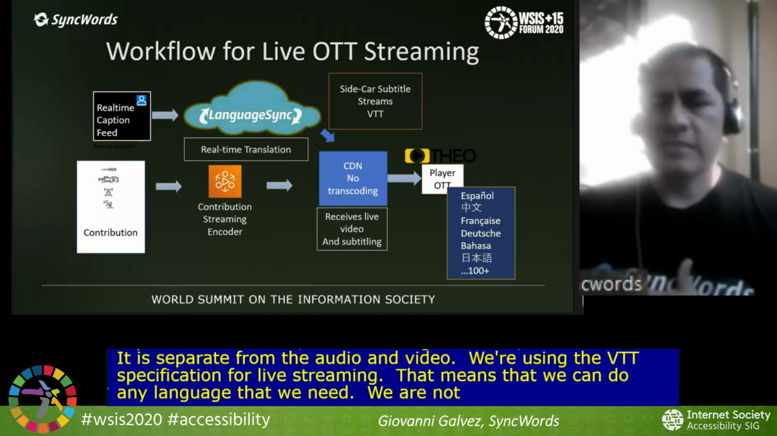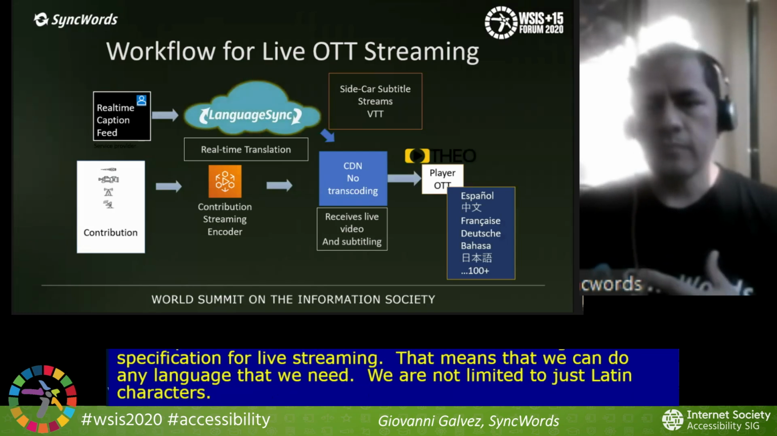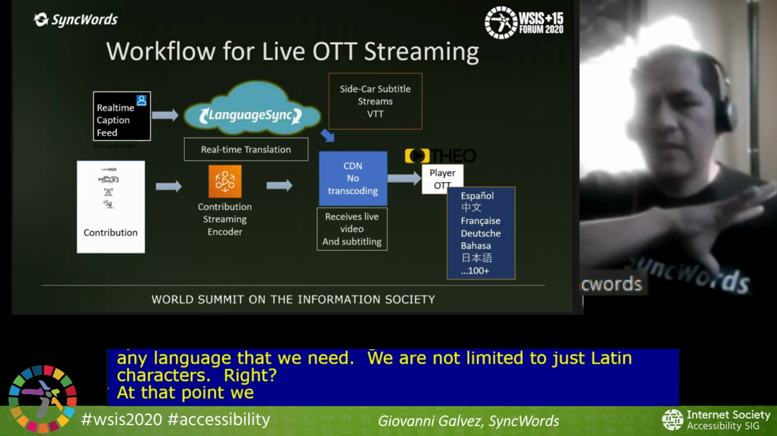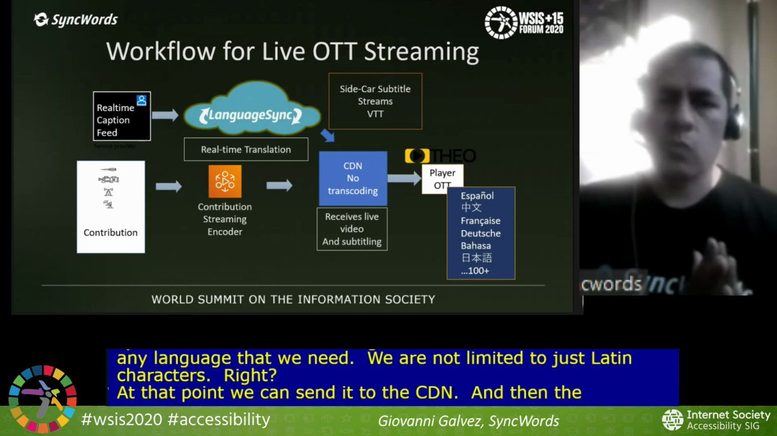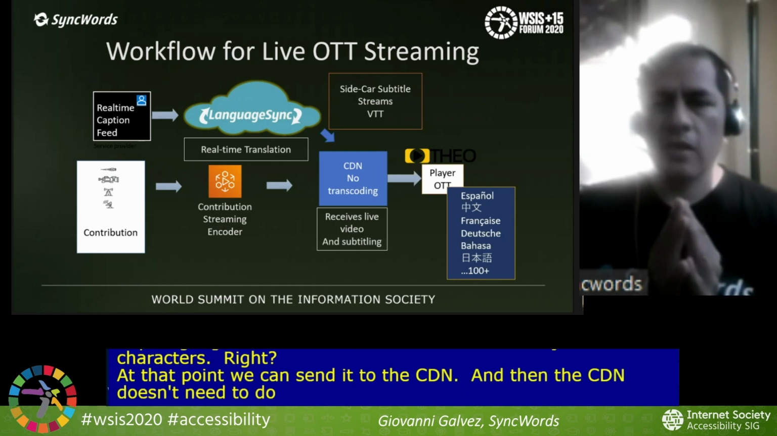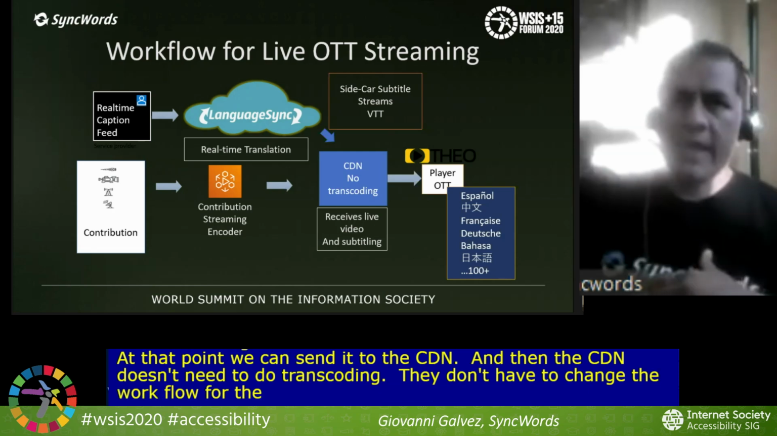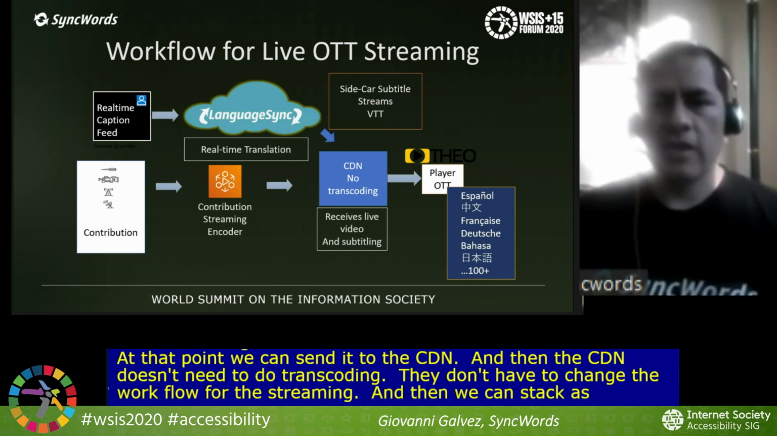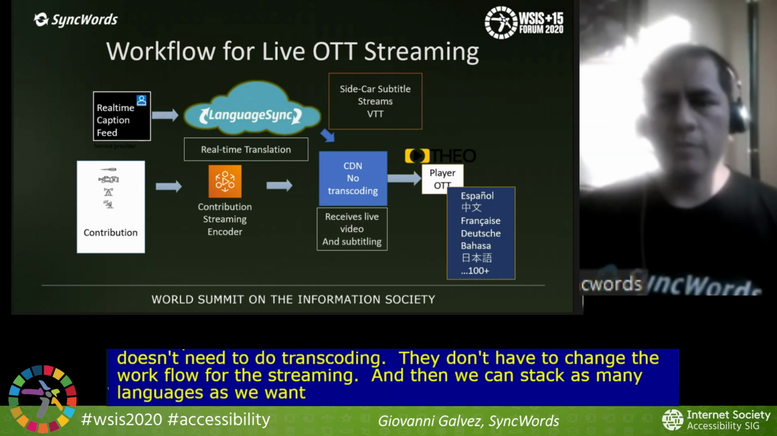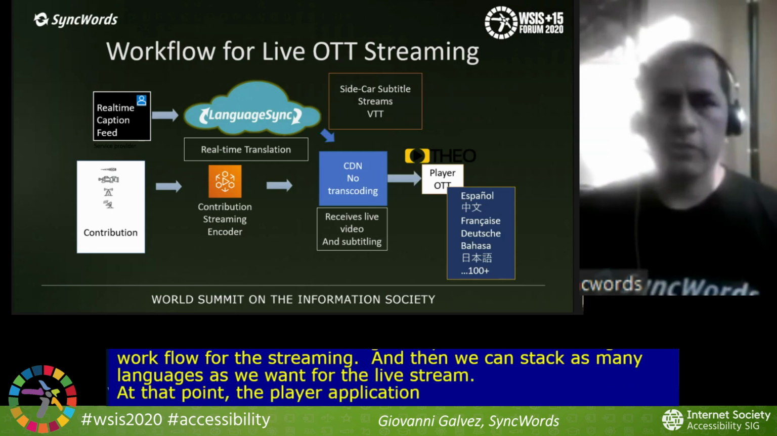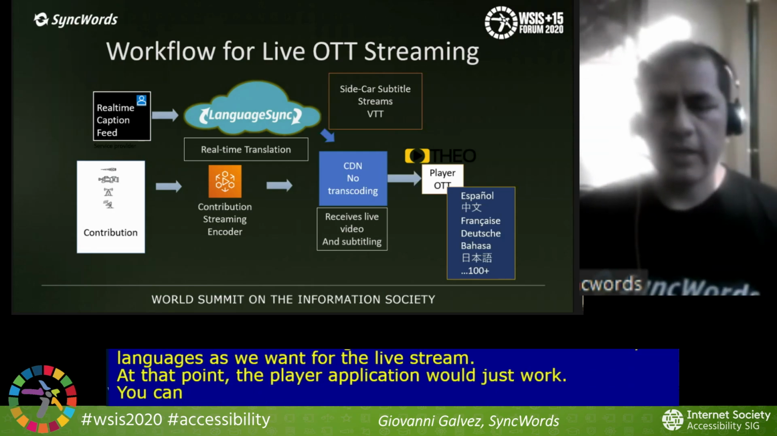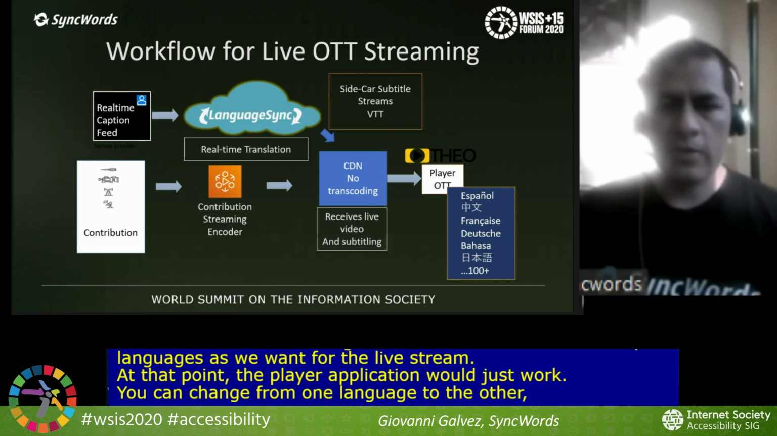And at that point, we can send it to the CDN, and the CDN doesn't need to do any transcoding. They don't have to change their workflow for their streaming. And then we can stack as many languages as we want for the live stream. At that point, the player application would just work. You can change from one language to the other seamlessly, right? And that's something that worked quite well.